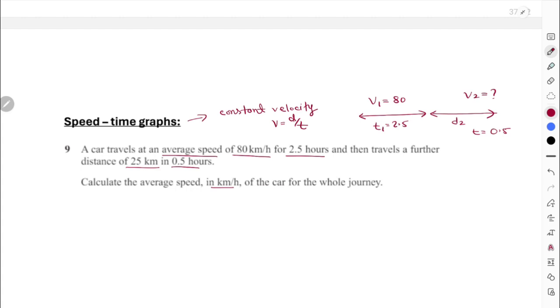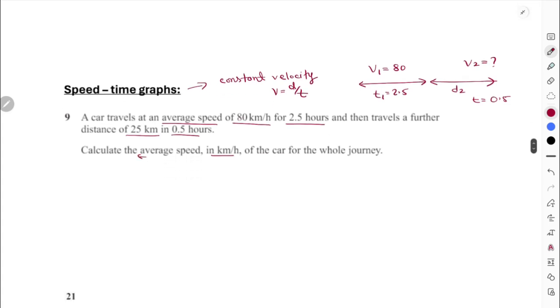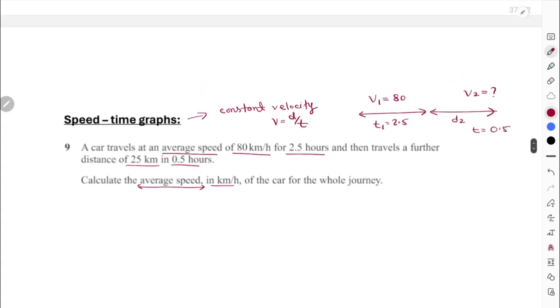One thing to understand, whenever they're asking you to find out the average speed, that means I have to use the equation total distance traveled divided by total time taken. Regardless of the fact that this distance was traveled with two different velocities, if I want to find out the average velocity for the total journey, I have to find the total distance traveled over the total time taken. I can clearly understand the total time taken over here is going to be 3 hours, right? 2.5 plus 0.5 gives you 3 hours, but total distance is not given.